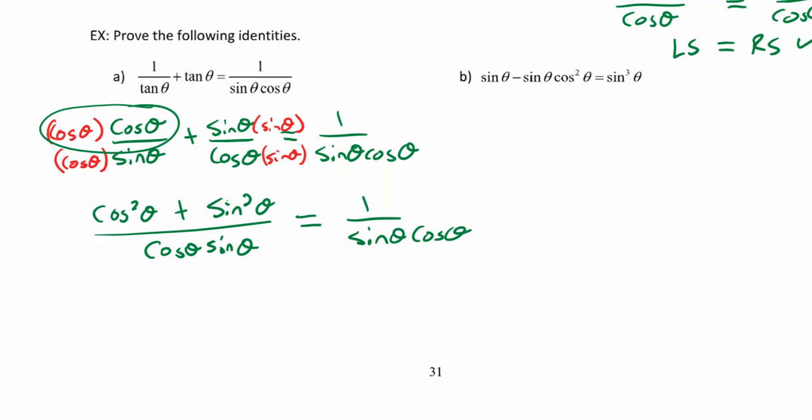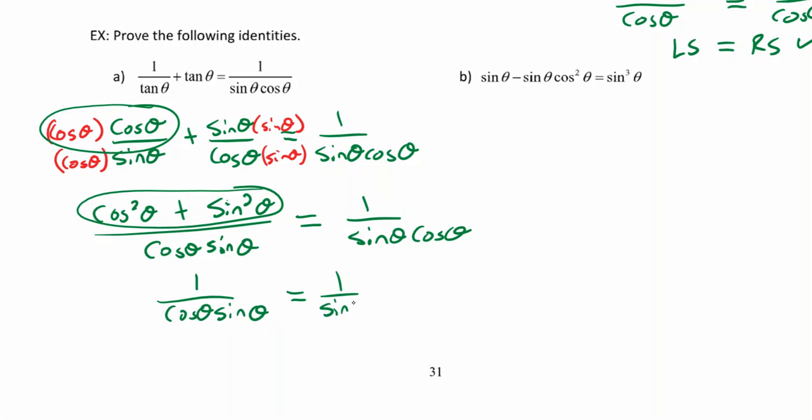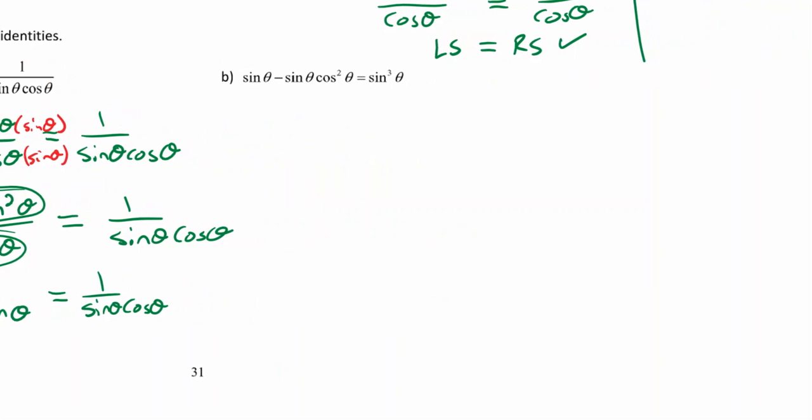And again, you've got to love it when this happens, right? Cos squared theta plus sine squared theta, well, that's just 1. So 1 over cos theta sine theta is in fact equal to 1 over sine theta cos theta. And those really are the same thing, aren't they? They're written the other way around. I wrote it the other way around, but I don't know why I did that. Oh, it's because I had it written like that to begin with, but either way, those are the same thing, right? Okay.